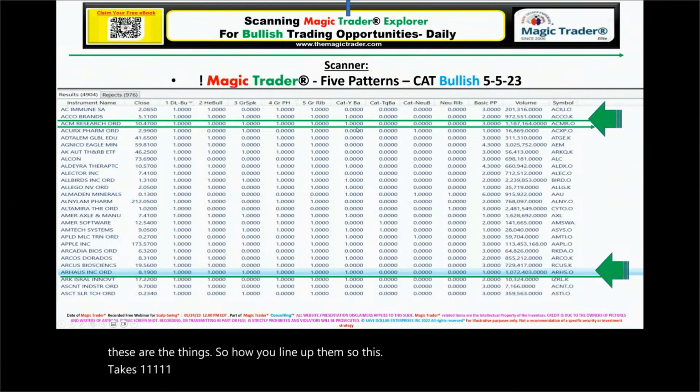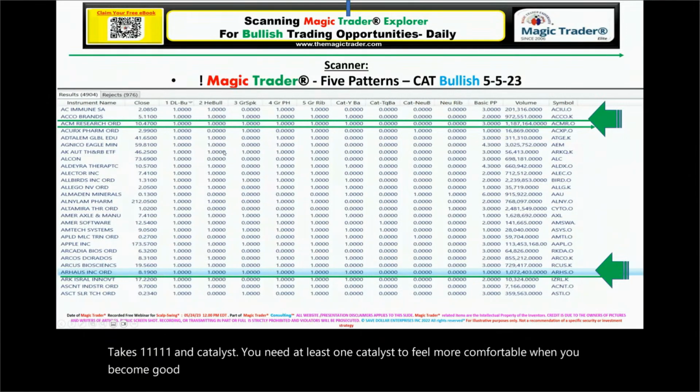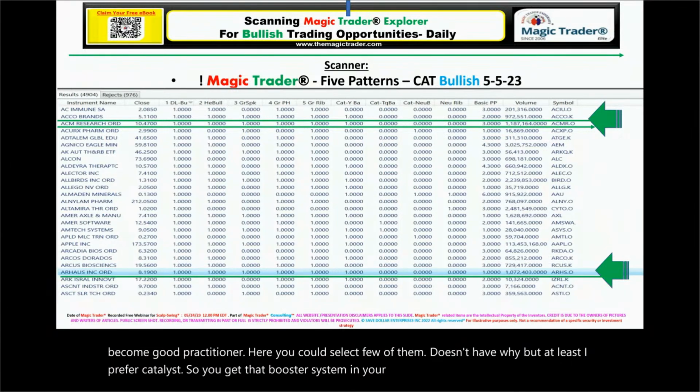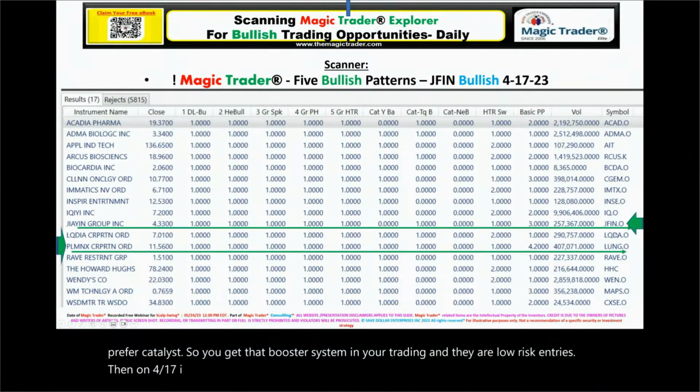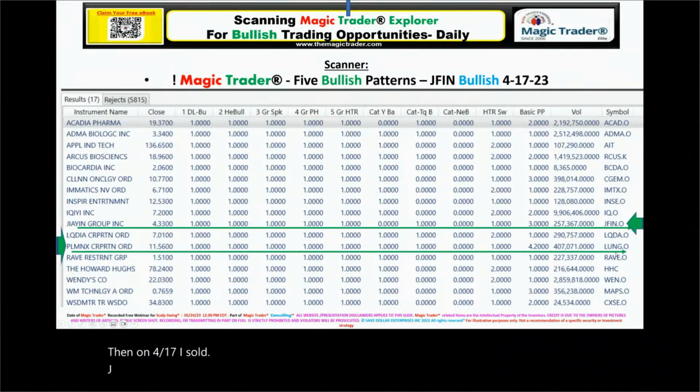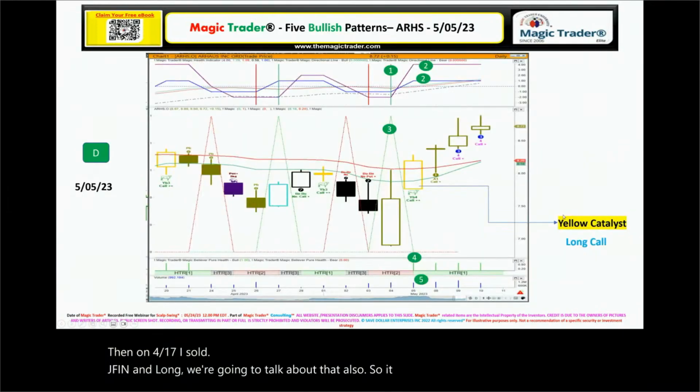You need at least one catalyst to feel more comfortable. When you become a good practitioner here, you could select a few of them. It doesn't have to be 5, but at least I prefer a catalyst so you get that booster in your trading. And they are low risk entries. Then on 4/17, I sold JFIN and lung. We're going to talk about that also. So it works in any given market condition. That's what I'm trying to tell you here.